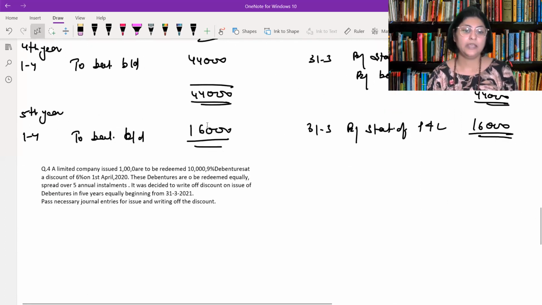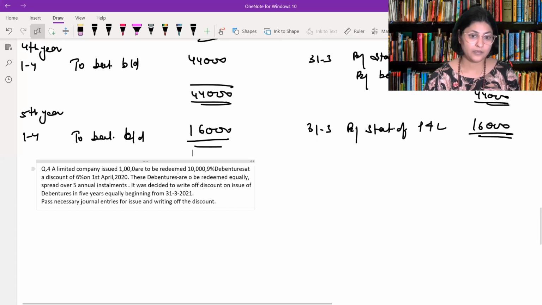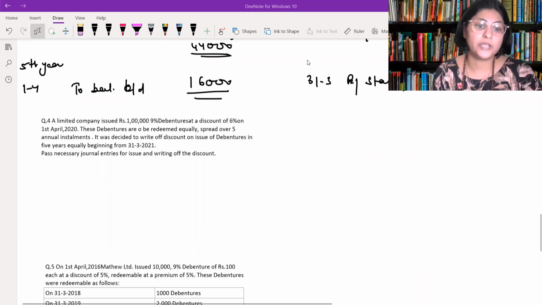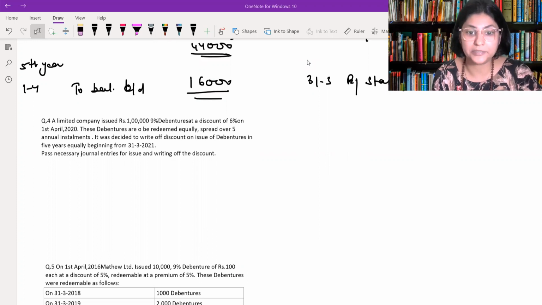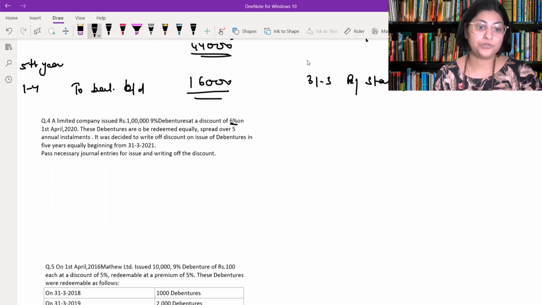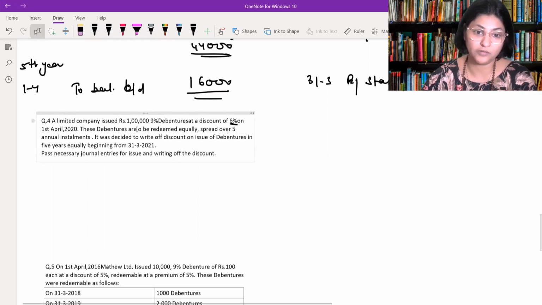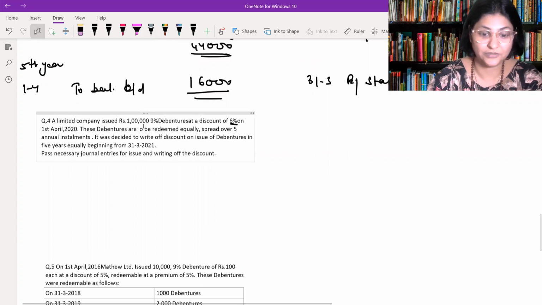Next question is: a limited company issued one... There is some typing error over here. Let me just correct it. Yeah, so there was some typing error which I have corrected. A limited company issued 1,00,000 debentures at a discount of 6%. So there is a capital loss of 6%. The debentures were issued on 1st April 2020. These debentures were to be redeemed... the T is missing over here. This typing was done by me, and I'm not very good at this job. I make a lot of mistakes, as you can see over here.